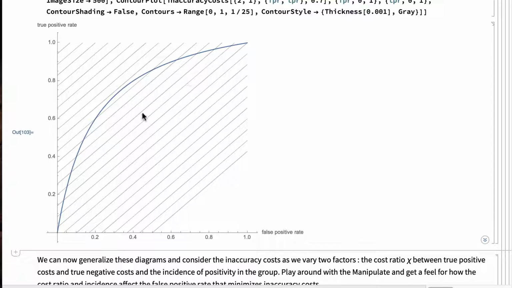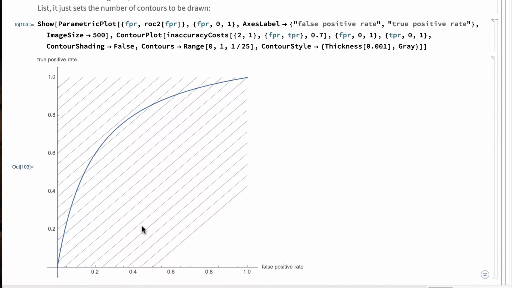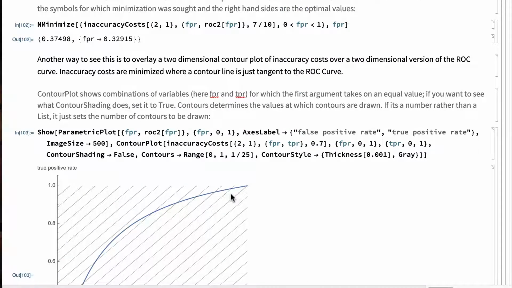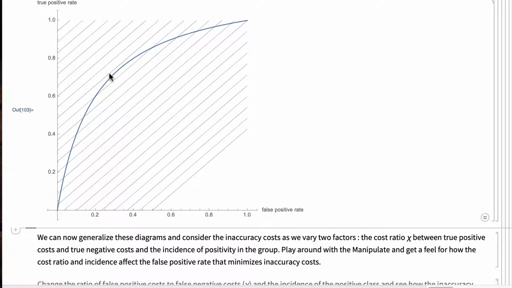So we can find the optimal spot by looking at where one of these contour lines is just tangent to the ROC curve. It looks like that happens right about there, and right about there, if I drop it down and I cheat a little bit, is obviously 0.32915 right there.